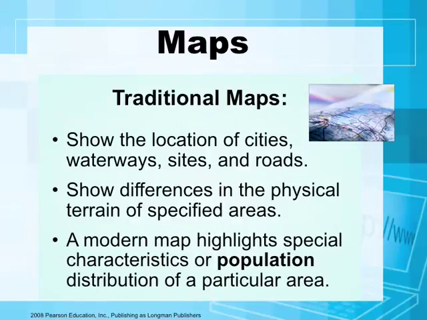A modern map highlights special characteristics of population distribution of a particular area, so it gives you a better idea if it's a city, or if it's a suburb, or if it's out in the middle of nowhere and there's hardly anybody there. So a map details all of that, particularly with a legend, which is a little cheat sheet on the side of that page that lets you know what colors coordinate with what items, like a freeway or a toll road, or if it's a population statistic.